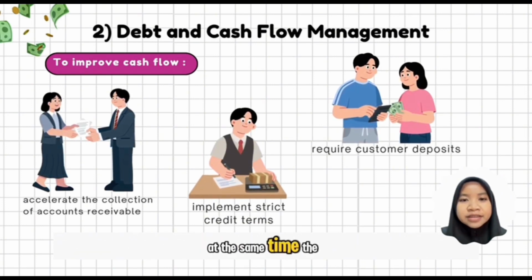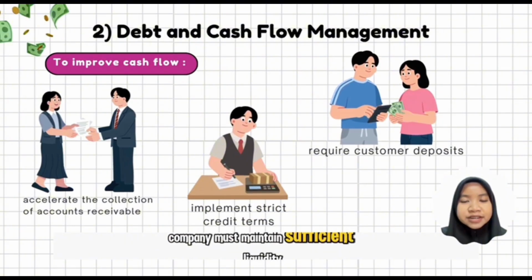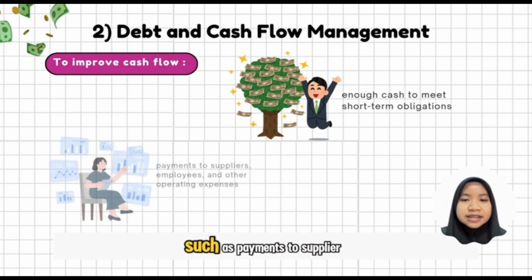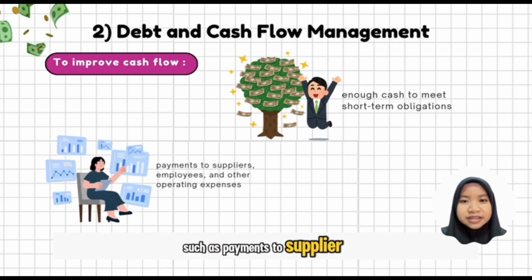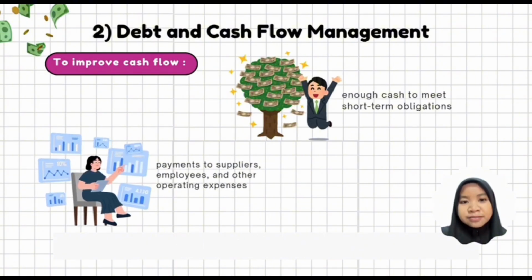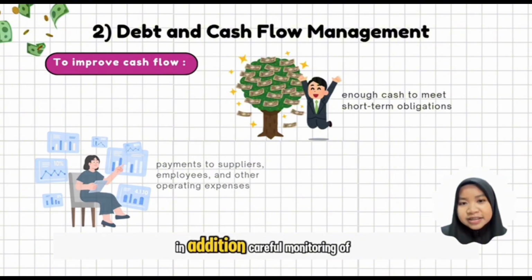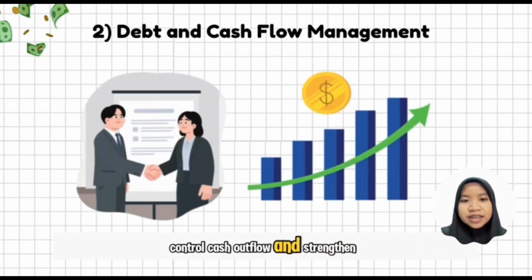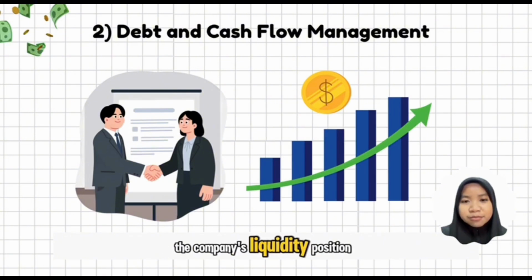At the same time, the company must maintain sufficient liquidity to ensure it has enough cash to meet short-term obligations, particularly accounts payable, such as payments to supplier, payments to employee, and other operating expenses. In addition, careful monitoring of operating expenses will help control cash outflow and strengthen the company's liquidity position.